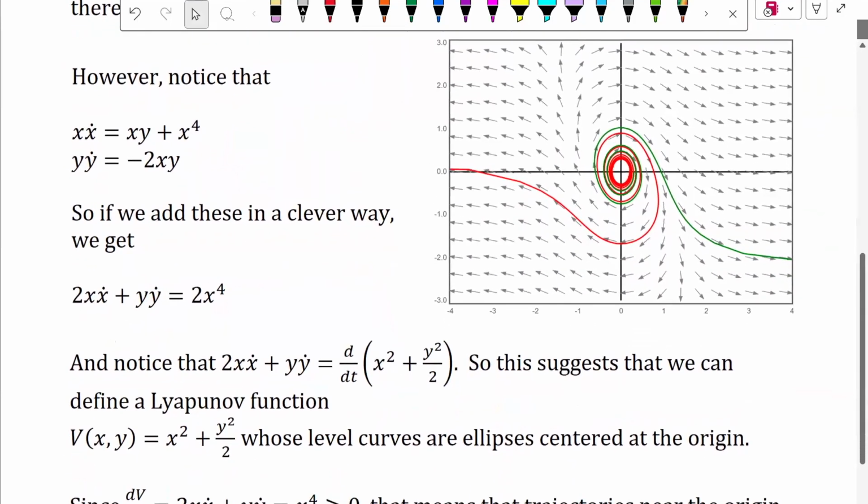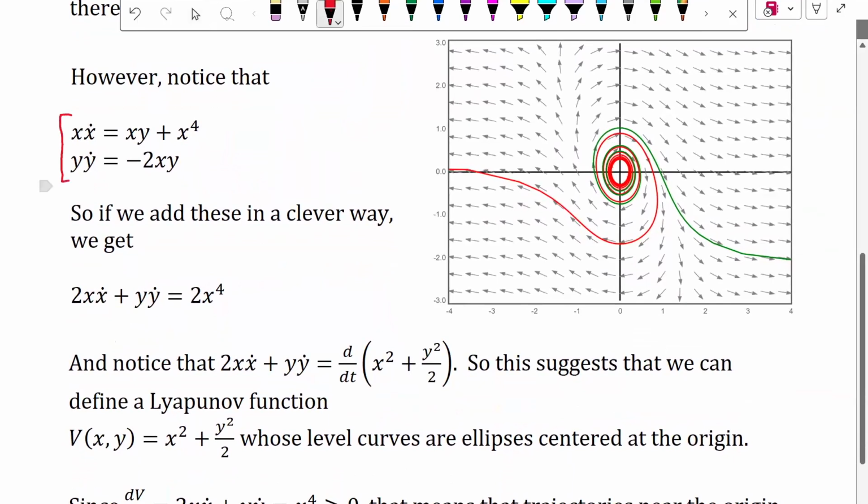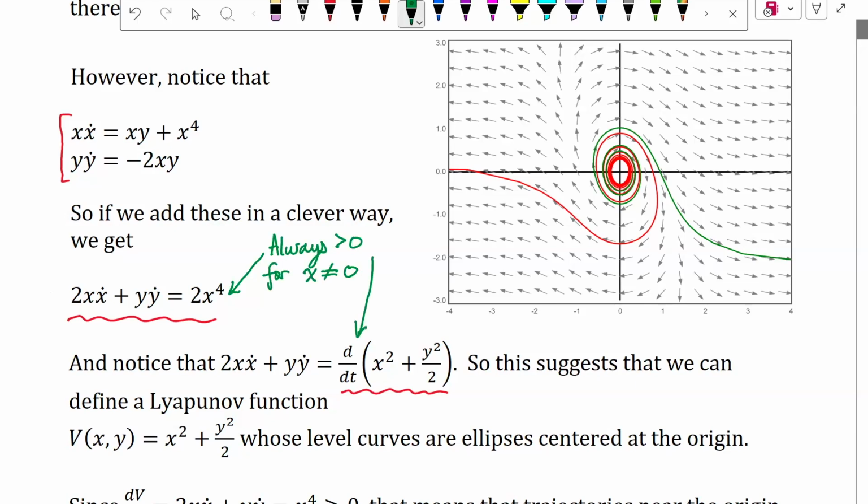But notice something. If we multiply the first equation by x and the second equation by y and add them in a clever way, we get the following equation. And that equation is actually the derivative of x squared plus y squared over 2. What is useful about this equation? It's always positive for non-zero x. So we've found a function that is changing in time, always increasing, which suggests that we could possibly use this to define the Lyapunov function.